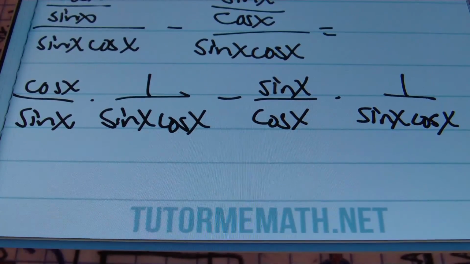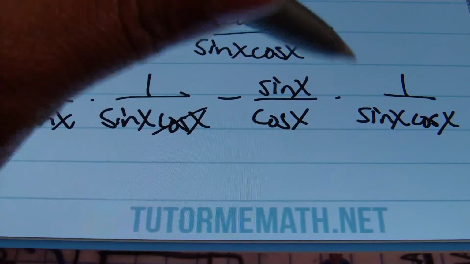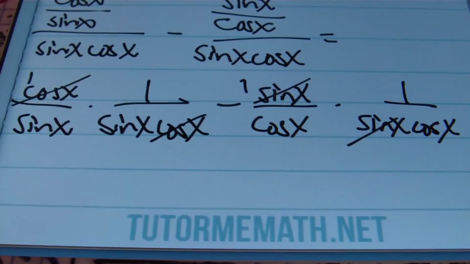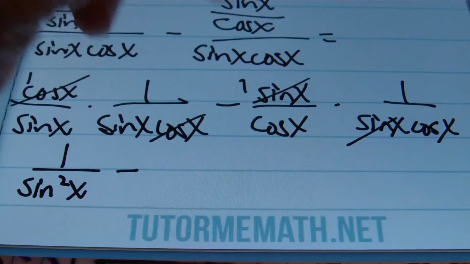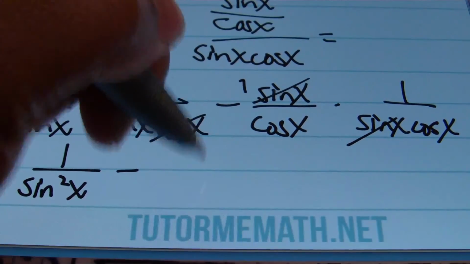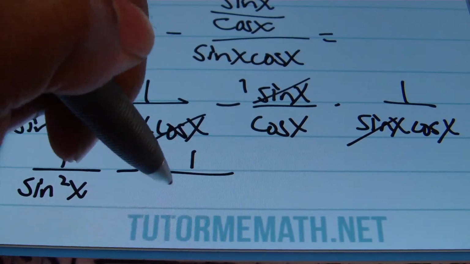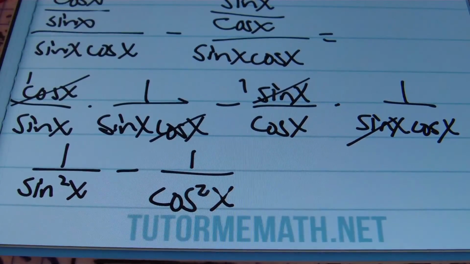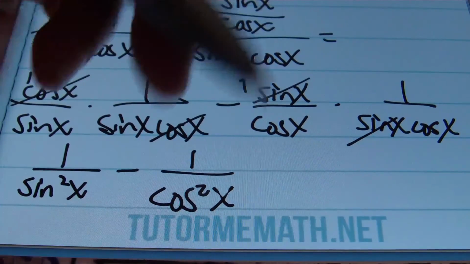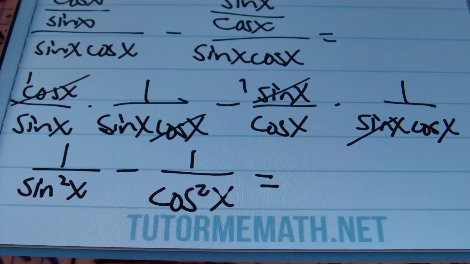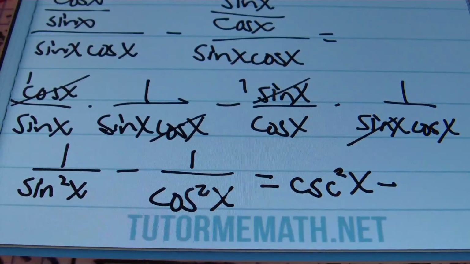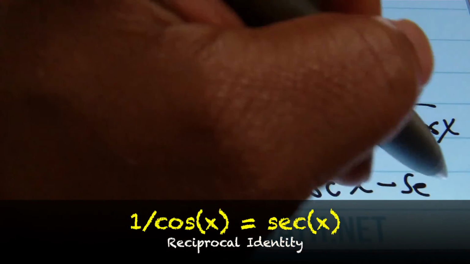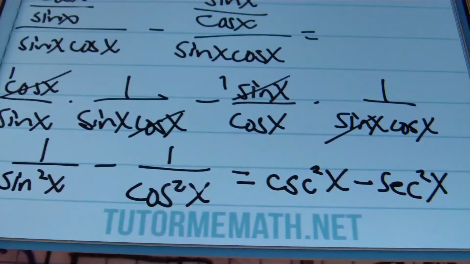What we can do from here is simplify this, because my cosine x's will cancel out in that first term, and in the second term the sine x's will cancel out. So you're left with 1 over sine x times sine x, which gives you sine squared x, minus, multiplying straight across, 1 times 1, which is 1, over cosine x times cosine x, which is cosine squared x. From here, using our reciprocal identities, 1 divided by sine squared x is equivalent to cosecant squared x, minus 1 divided by cosine squared x is equivalent to secant squared x. Our left side now equals the right side.